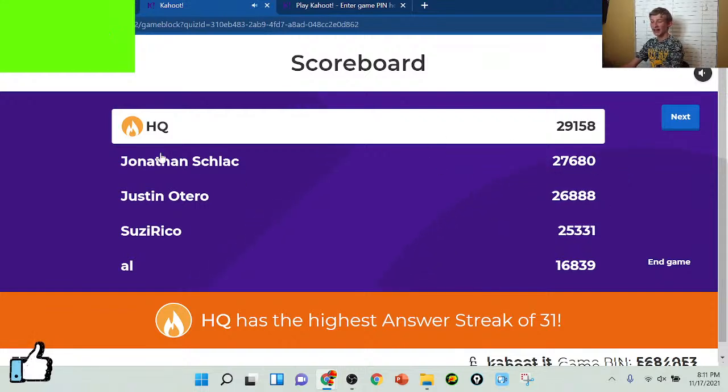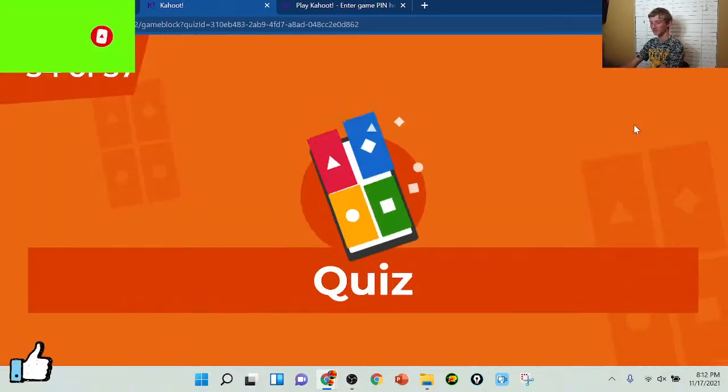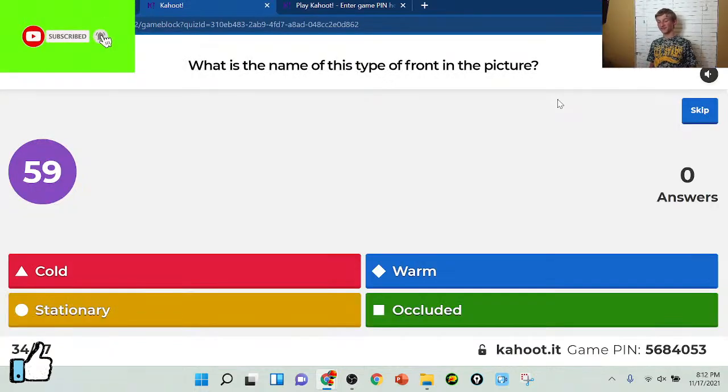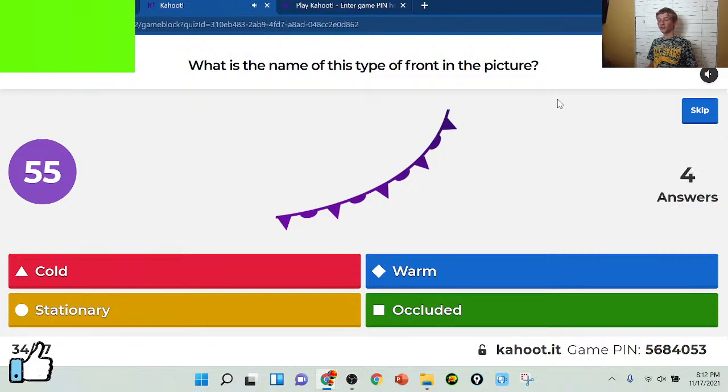Still a very close battle between these top 3. I am very, very impressed. You all are doing an amazing job. Now, what type of front is this? Is this a cold front, a warm front, a stationary front, or an occluded front?